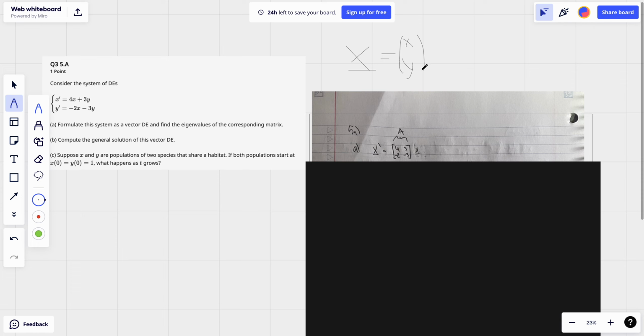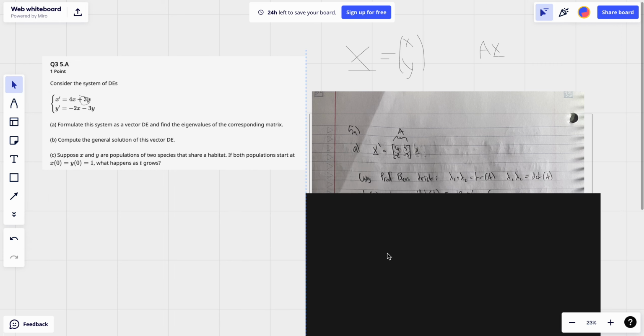So if we were to do the matrix multiplication of A times x like that, this x factor will go to the top here. So here we have a 4 times the x, that's going to show up right here, and here we have a plus 3y that shows up here, and so on. So the negative 2 and negative 3 show up right there, which happens as a product of the matrix multiplication.